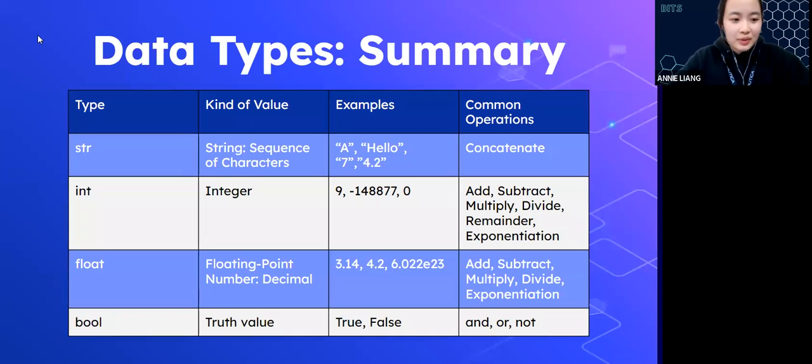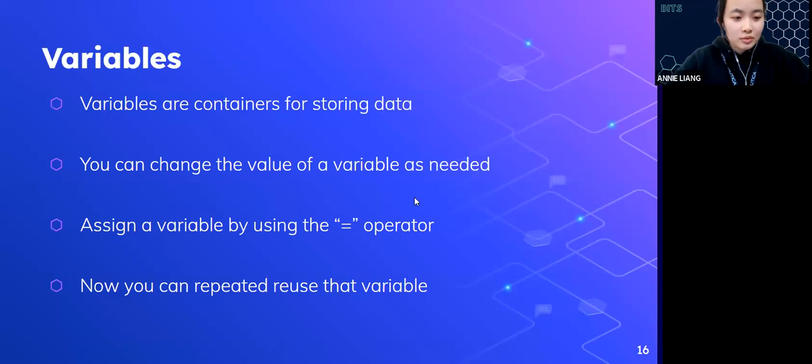So data types, this is basically a summary. This is everything we've talked about. As you can see, the common operations, examples, kinds of values. And so we'll be moving on, because we don't have much time.